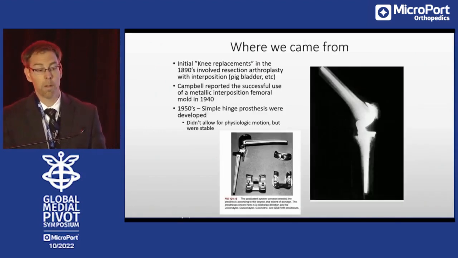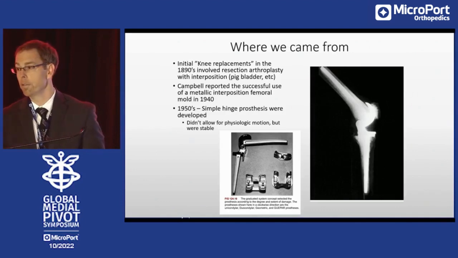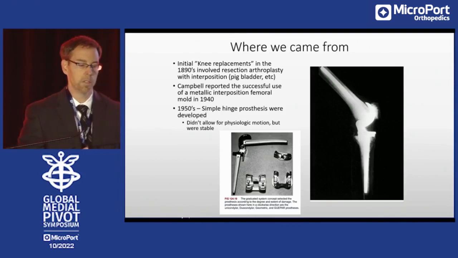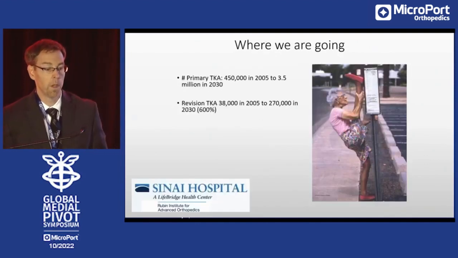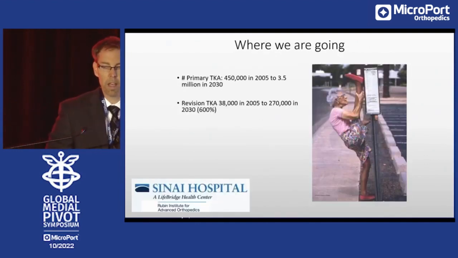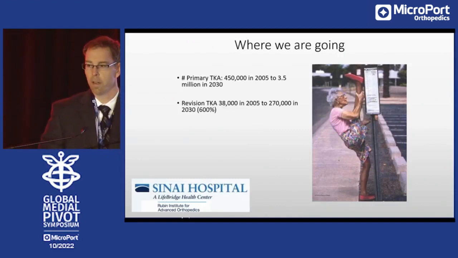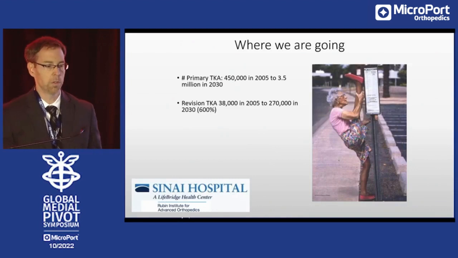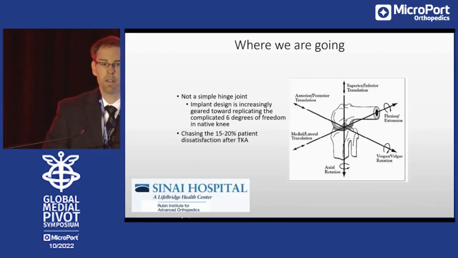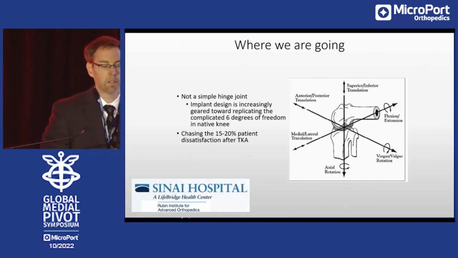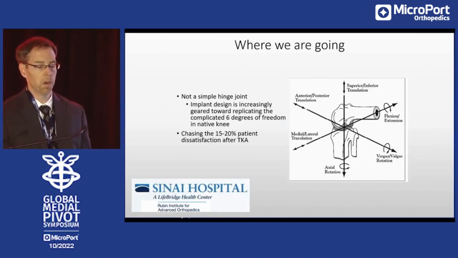So where do we come from? Pretty rudimentary parts here, right? We talked about the door hinge. The knee's not a door hinge, and that's what it looked like back then. Where are we going? Well, we have 88-year-olds training for marathons now. She's not just worried about her KOOS score of how she can put her shoes on. So to meet expectations, we have to understand the knee. And I think the 6 degrees of freedom of motion are one of those things.